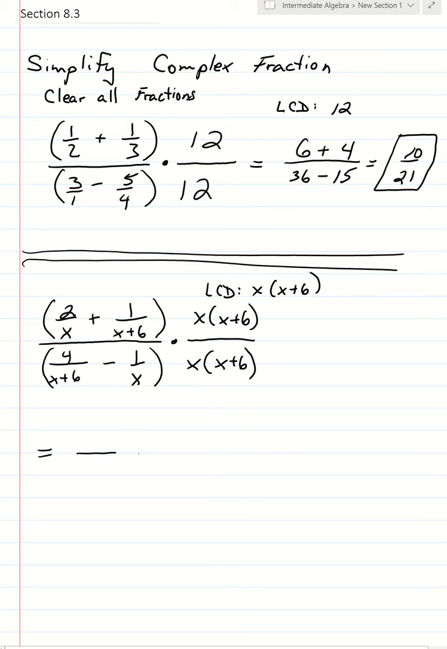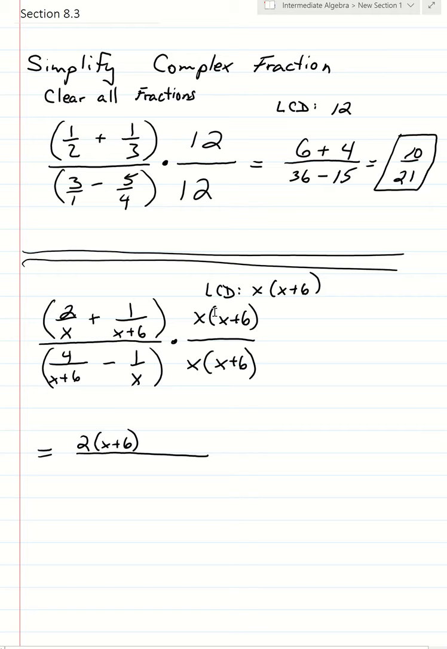So, if I multiply the 2 over x with the x times x plus 6, the x that's in the numerator and the x that's in the denominator will simplify with each other, okay? And what remains, there's still a 2, and there is still the x plus 6 left over. That's what you get when you multiply this fraction with the lowest common denominator.